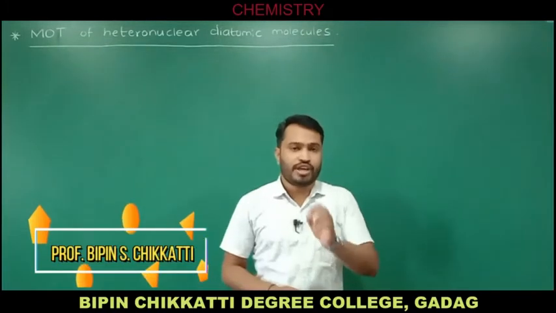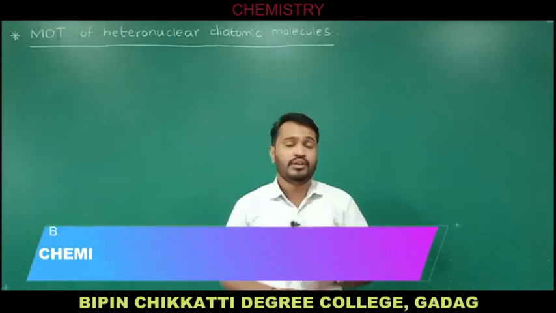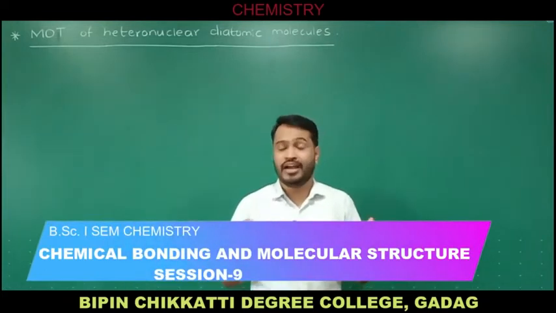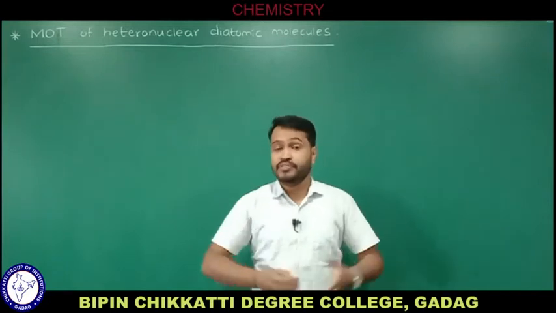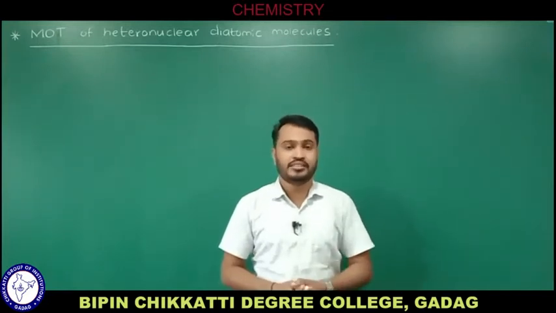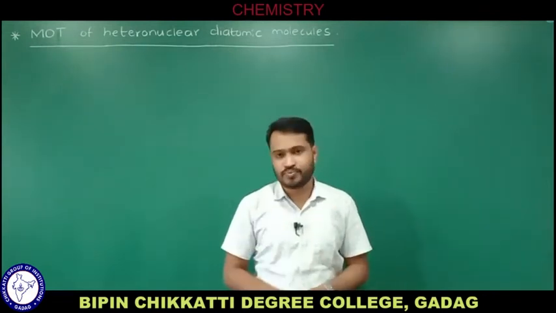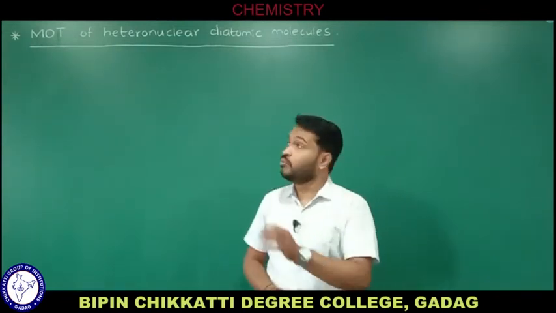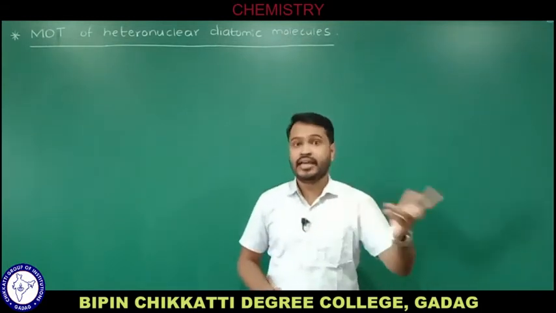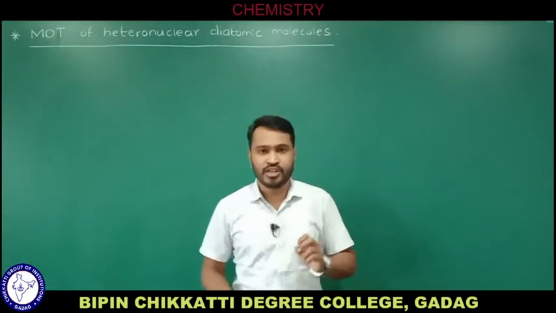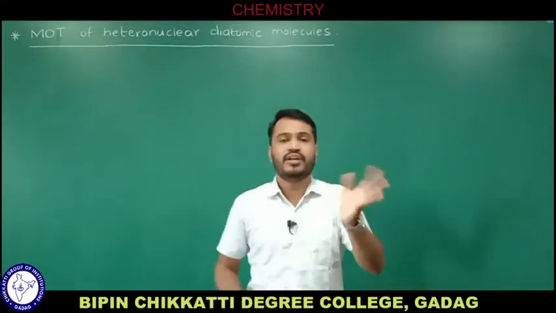This session of chemical bonding and molecular structure is about the molecular orbital treatment of heteronuclear diatomic molecules. In the previous session of MOT, I spoke about homonuclear diatomic molecules. In this session, I am going to talk about the species whose atomicity is 2, diatomic. Atomicity should be 2 atoms, and they are heteronuclear, 2 different atoms.